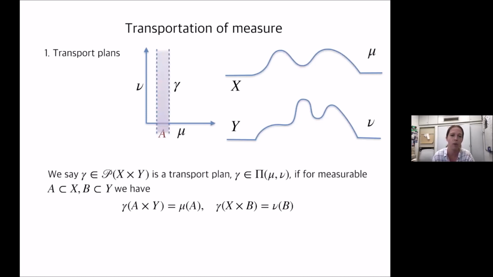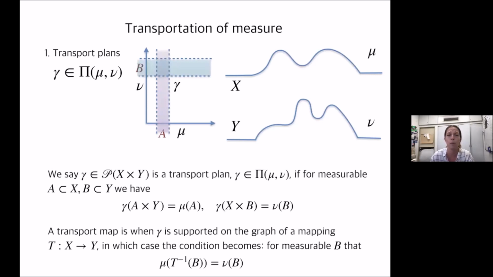So geometrically, you want the gamma measure of this purple set above A to equal the mu measure of A, and the same for the nu measure of the set B to be the gamma measure of the light blue set here. Such pairings between mu and nu are called transport plans, and they're denoted by this capital pi of mu and nu. Okay, so these are transport plans.